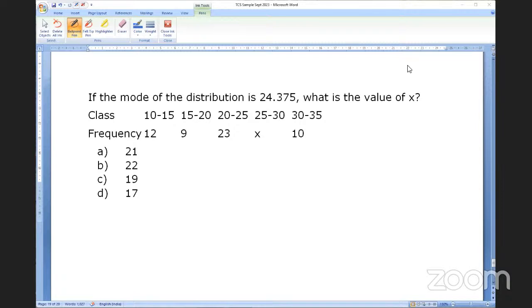A question from statistics. TCS, and no statistics question, that is not possible. A classical take on frequency distribution, and we need to use the mode formula to solve this. Give it a try.